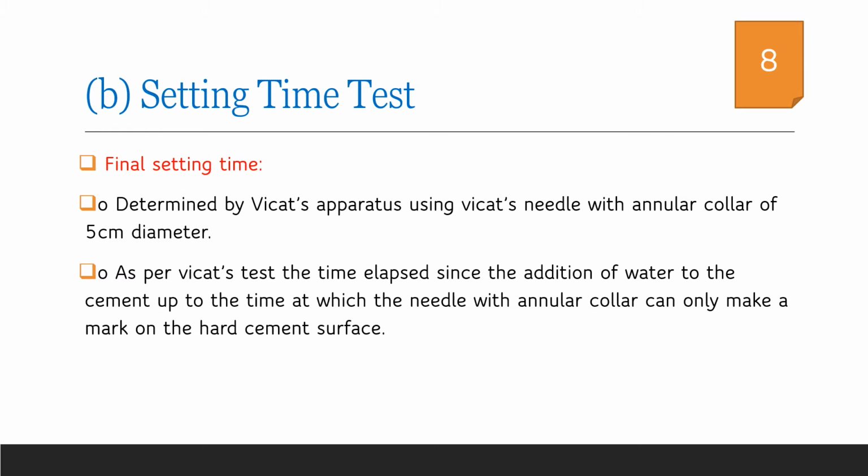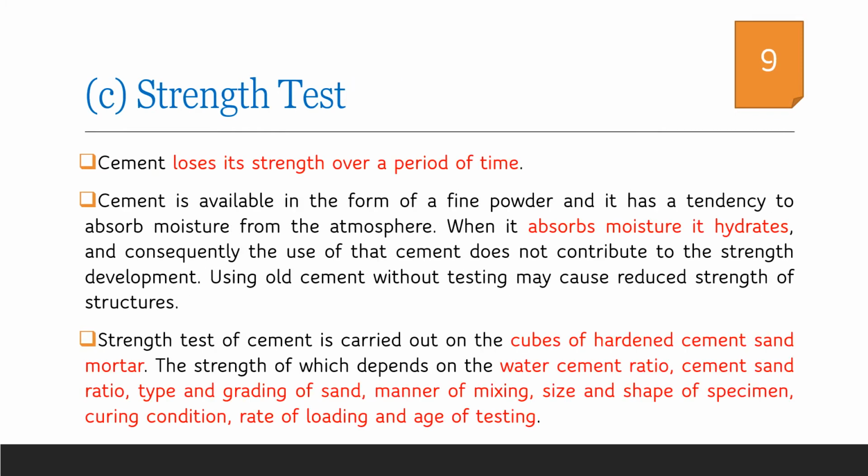Final setting time is determined using the Vicat apparatus with the needle having an annular collar of 5 cm diameter. As per Vicat's test, the time elapsed from the addition of water to the time at which the needle with the annular collar can only make a mark on the hard cement surface is considered as the final setting time. Let us discuss the strength test.